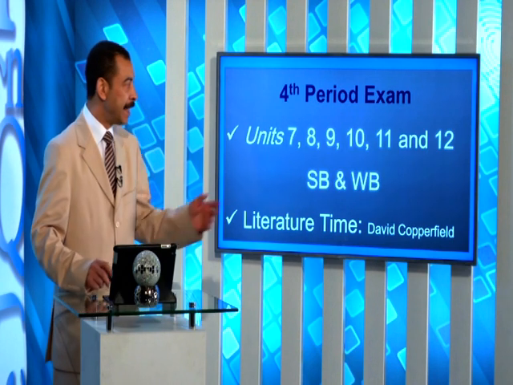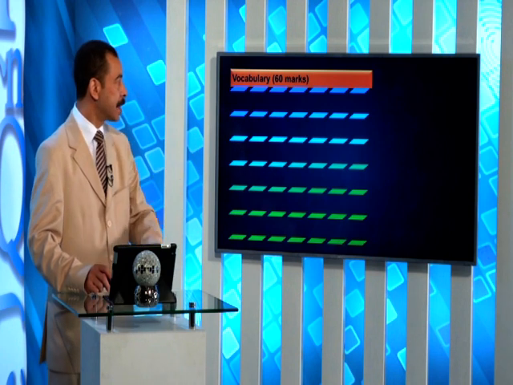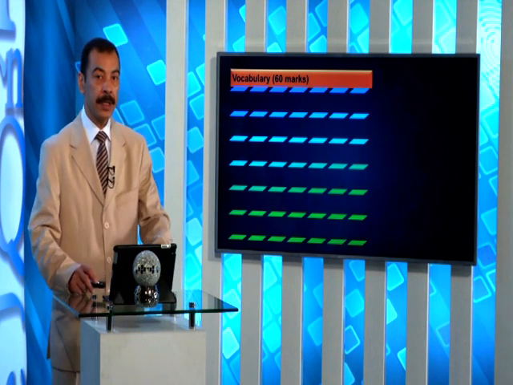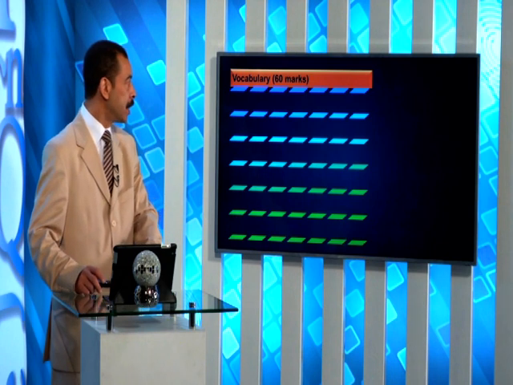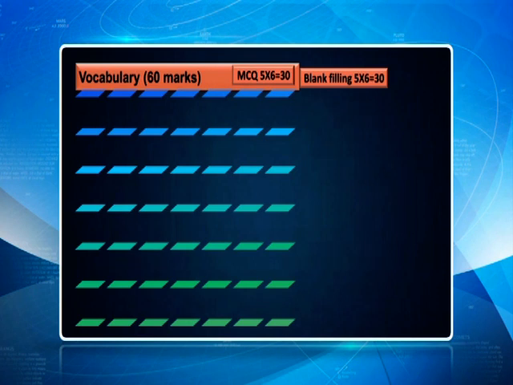Okay. In details, your exam will be something like this. It will contain 7 sections. The first one is on vocabulary, which is marked 60 marks. You have multiple choice questions, 5 multiplied by 6, that is 30, and blank filling exercises, that is 5 items multiplied by 6, 30. The total is 60 marks.